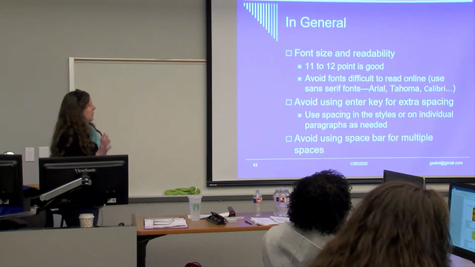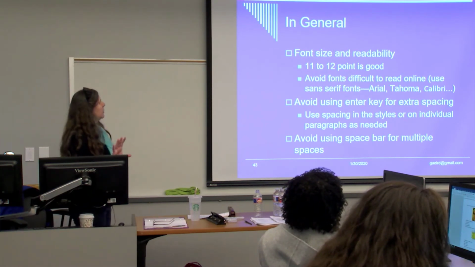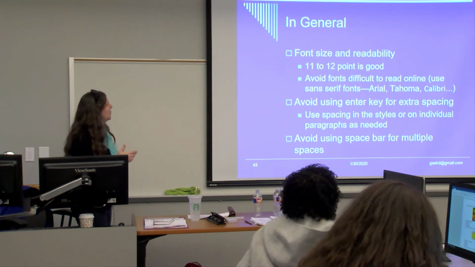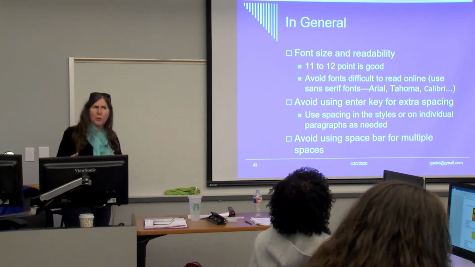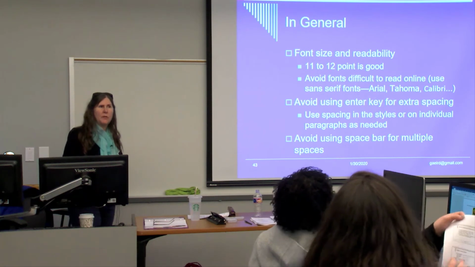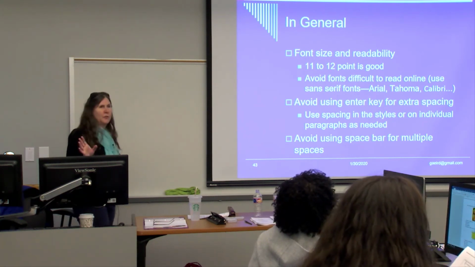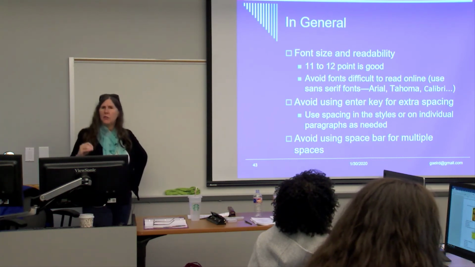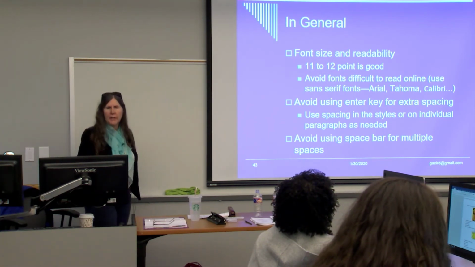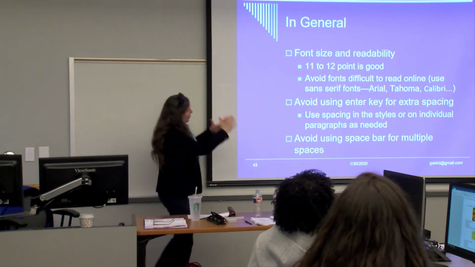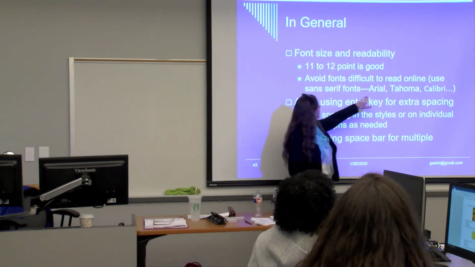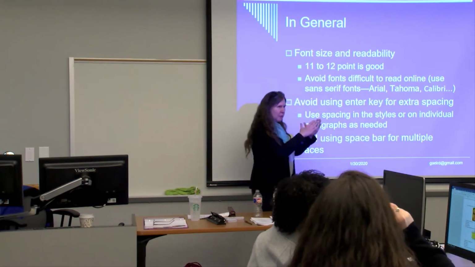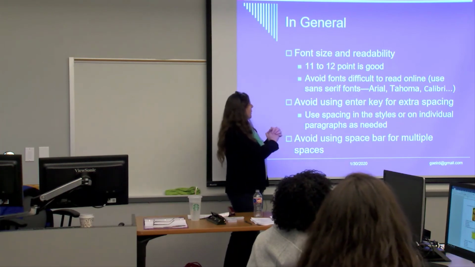So in general, Canvas again sets this all for you, the font size and all of that, but if you are making Word documents to go into PDF documents that you're putting online, 11 to 12 point font for your body text is a good size. The default is Calibri at 11, and that's fine. If it's going to be read online, you want to use fonts that are easy to read online, and those fonts are your sans serif fonts. They're the very straight and spare looking ones. Arial is one, Tahoma, Calibri, Verdana is one of my personal favorites. There's lots of very simple, straight looking fonts, the sans serif fonts.